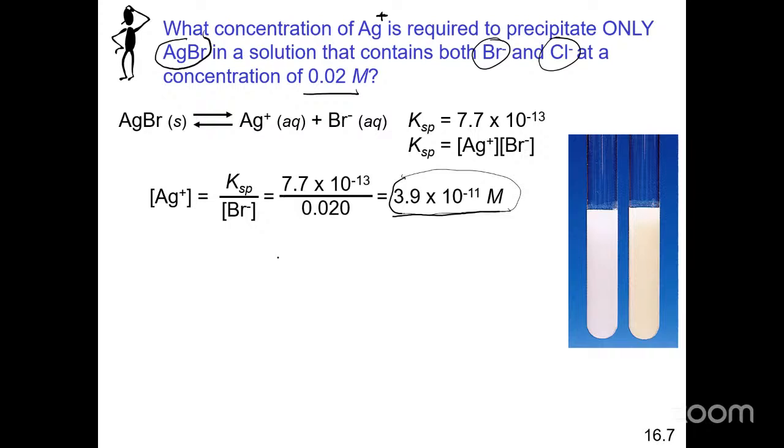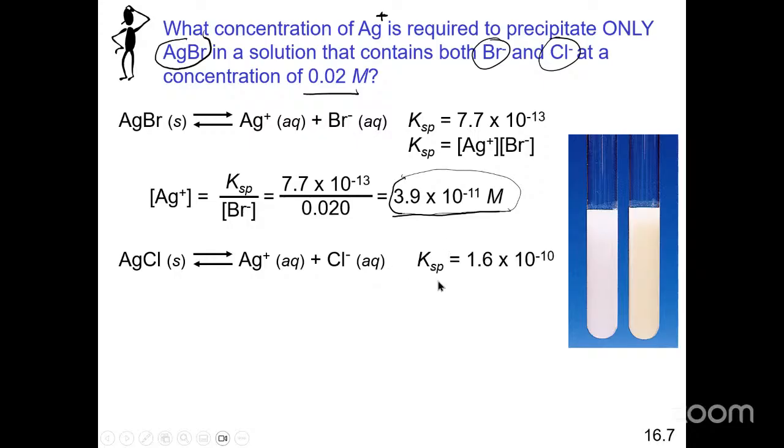Now, the question says, what is the concentration that is required to precipitate only the silver bromide? So what we need to do is find out the concentration of silver ions needed to precipitate the other ion, to establish the limits of the range of concentration of silver ions needed to precipitate bromide ions. So what I've just shown you here is the equation for the dissociation of silver chloride. The KSP value, you'd have to look that up, 1.6 times 10 to the minus 10. And the expression for KSP for silver chloride is this right here. Again, just like we did here, we have to rearrange this to get the concentration of silver ions, which is equal to KSP divided by the concentration of chloride ions.